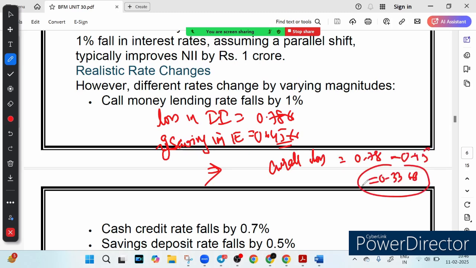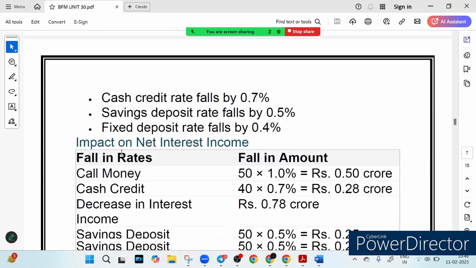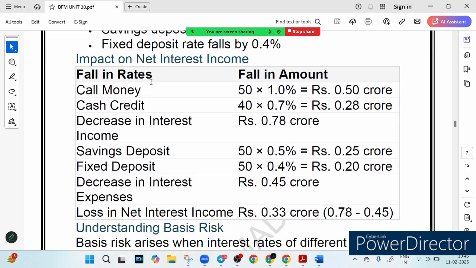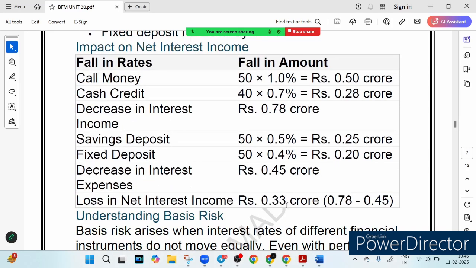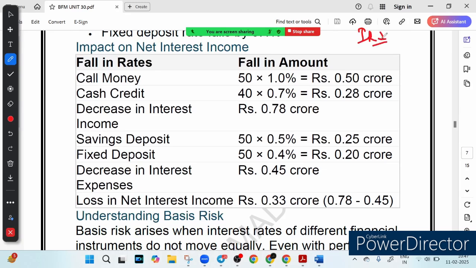Is it clear? Even though rates fell, instead of making a profit, the bank actually lost money. Why? Because the interest on loans fell more than the interest on deposits. Same calculation has been done here. If the interest rate is decreasing, we were assuming that the interest rate on loans as well as on deposits will decrease by the same rate, but it does not happen. The interest rate on loans decreases far more than the interest rate on deposits, and this causes our ultimate loss.